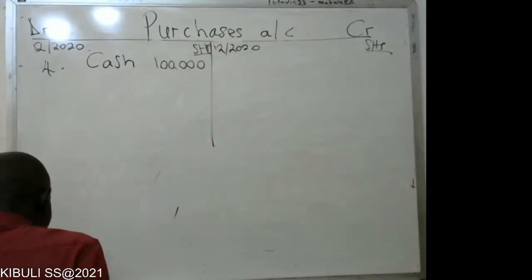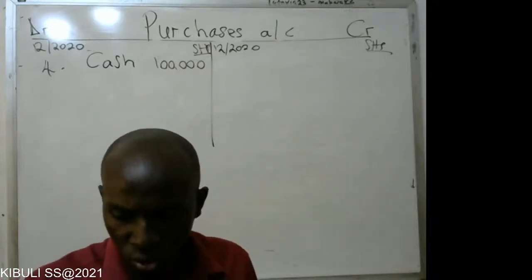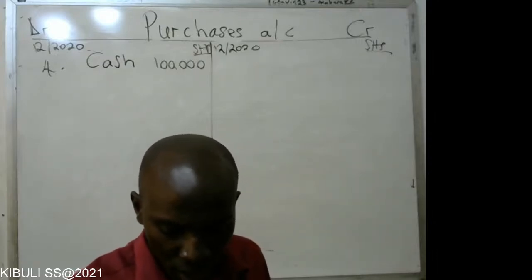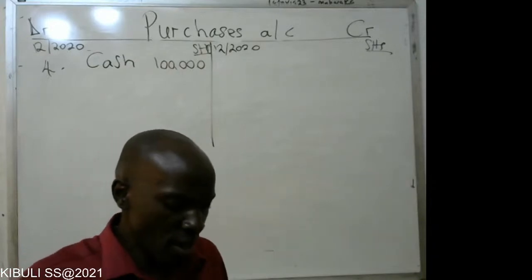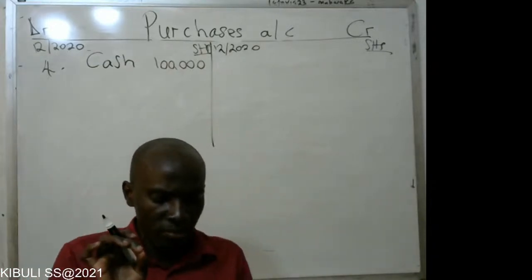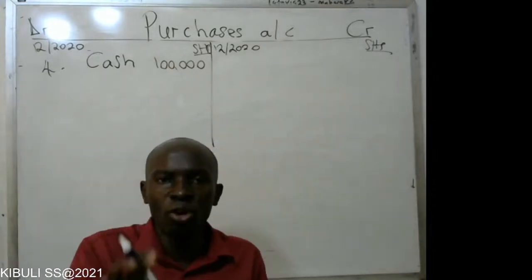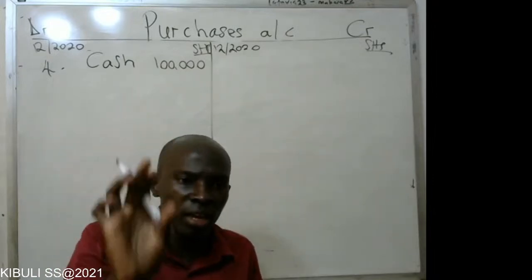100,000. Then look for another transaction that affects what? Purchases. Look for another transaction that affects purchases. And that transaction is there on 16th. So on 16th it says bought goods on credit from Kate.